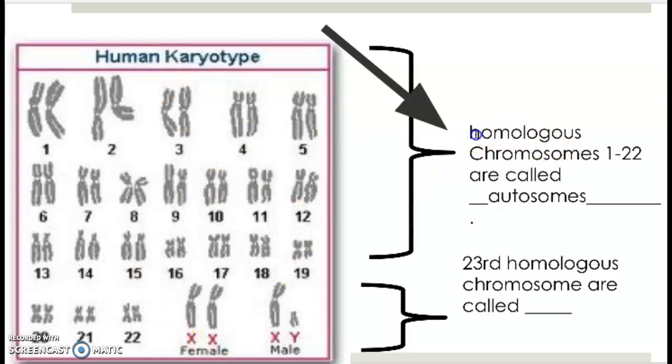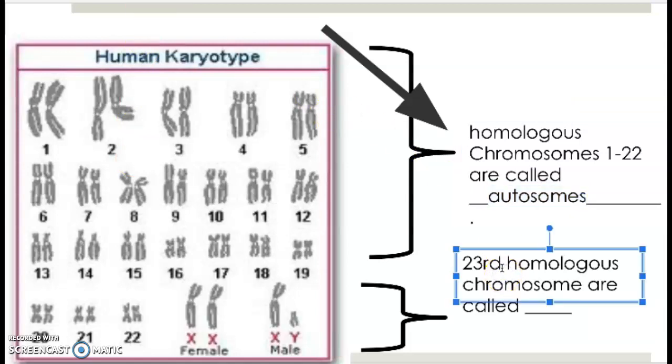The first 22 chromosomes, we call those autosomes. We call them autosomes because they contain genes that do not determine the sex of the baby. They do not tell you whether it's male or female. These genes might tell you anything other than the sex. So it could tell you height, it could tell you the eye color, it could tell you the shape of your nose, it could tell you your skin tone.